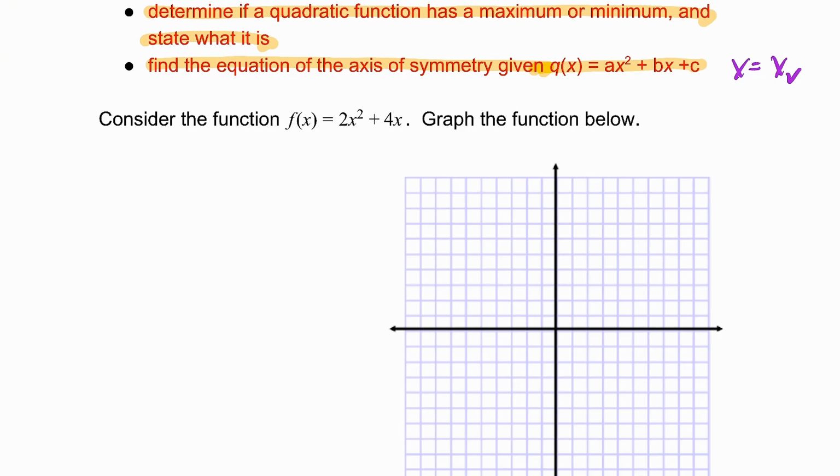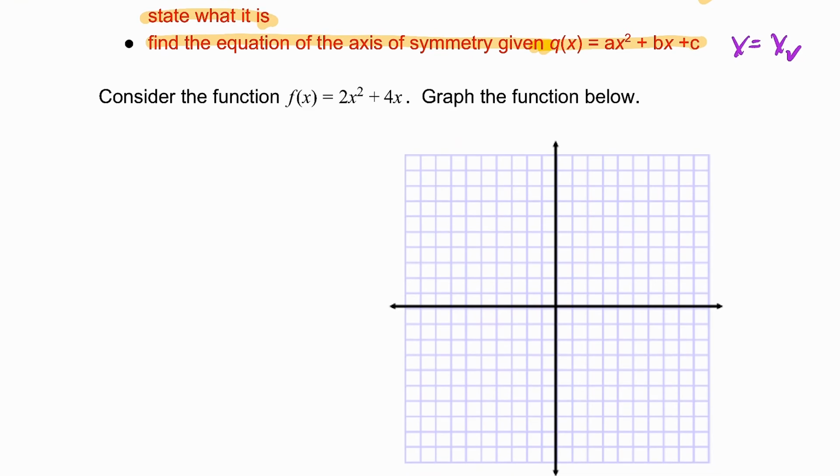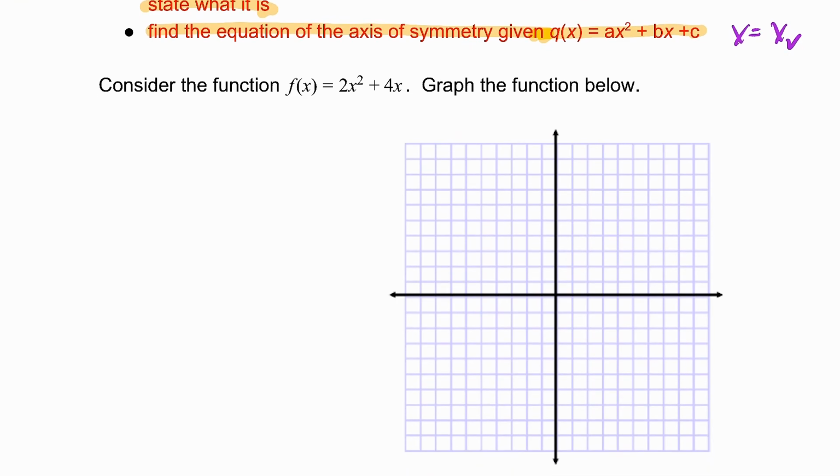So consider the function f of x equals x squared plus 4x, and we want to graph the function below. There are a couple of ways that we go about doing this. One is we could just factor this. So this is another way to find the vertex.